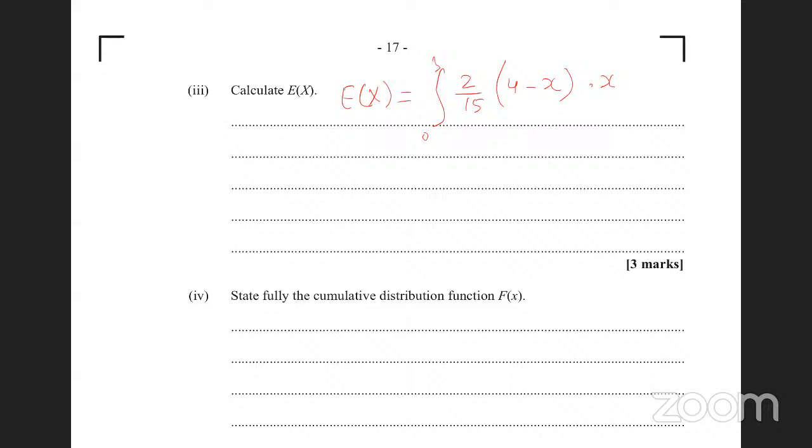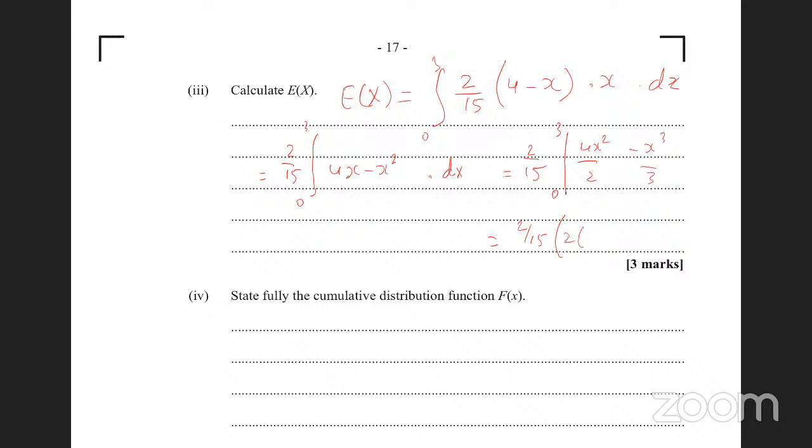E of x squared, well, you square the whole thing, dx. So pull out the 2 on 15 and multiply with everything. So you'll get 4x minus x squared dx. Right, then do your integration quickly. That'll give you 4x squared on 2 minus x cubed on 3. Then you plug in the 3 and you plug in the 0.